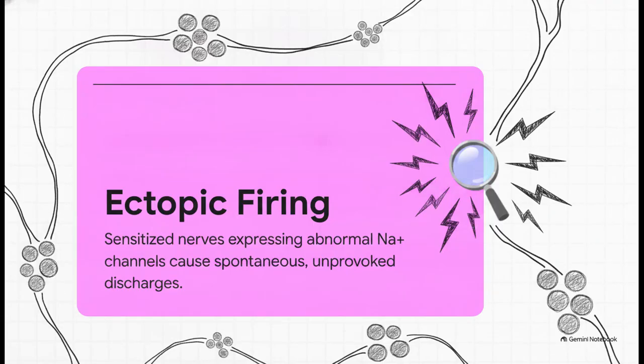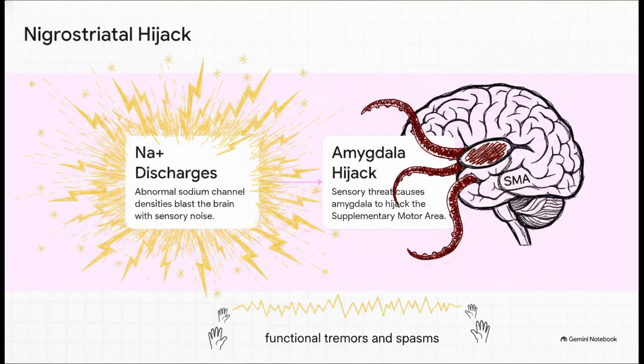Why do these symptoms strike so violently? It all comes down to a phenomenon called ectopic firing. Due to long-term sensitization or trauma, the nerves actually begin expressing completely abnormal densities of voltage-gated sodium channels right along their axons. These clustered sodium channels become highly unstable and cause spontaneous nerve discharges, triggering massive, unprovoked electrical signals out of absolutely nowhere. And here is how that rogue electricity totally hijacks the brain's motor system.